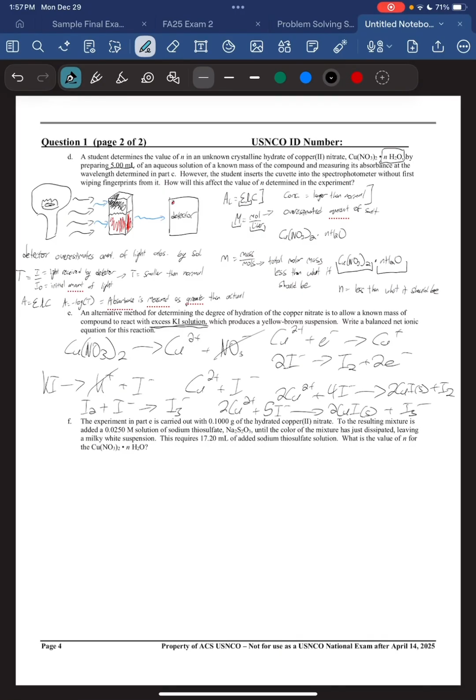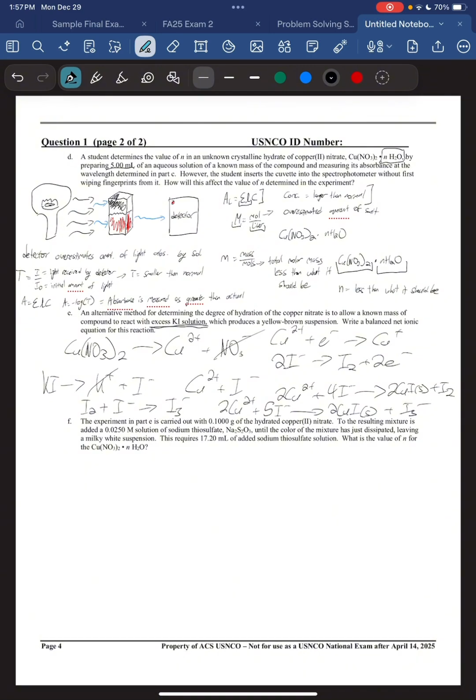Alright, let's solve problem F. The experiment in part E is carried out with 0.1000 grams of the hydrated copper 2 nitrate. To the resulting mixture is added 0.0250 molarity solution of sodium thiosulfate until the color of the mixture has just dissipated, leaving a milky white suspension. This requires 17.20 milliliters of added sodium thiosulfate solution. What is the value of n for copper nitrate n H2O?